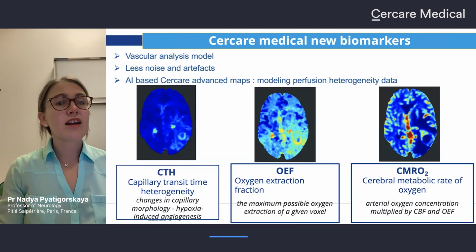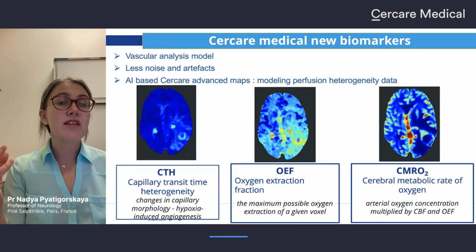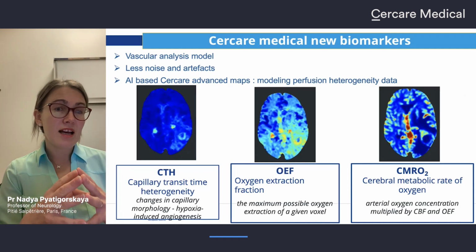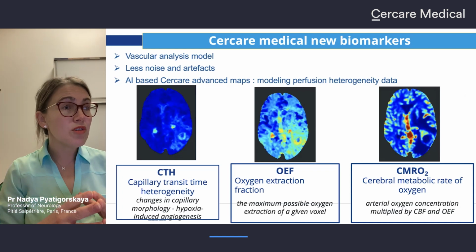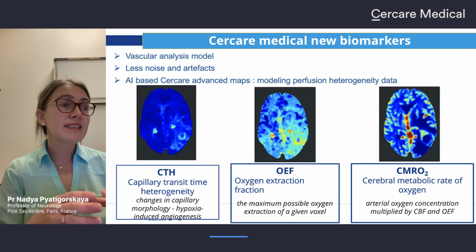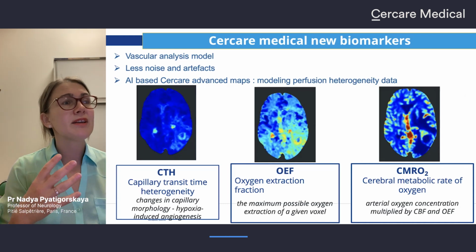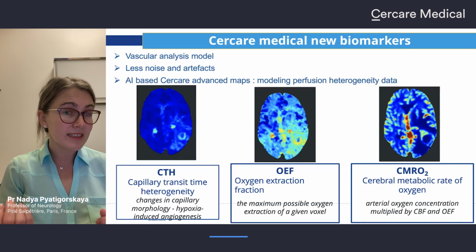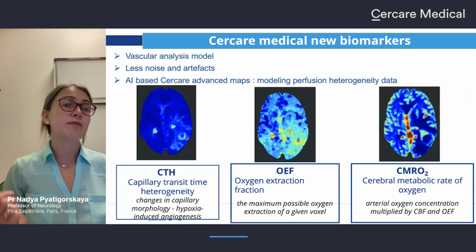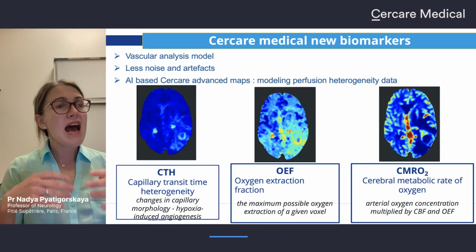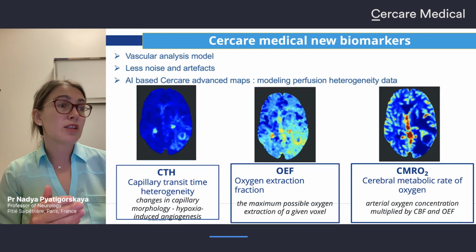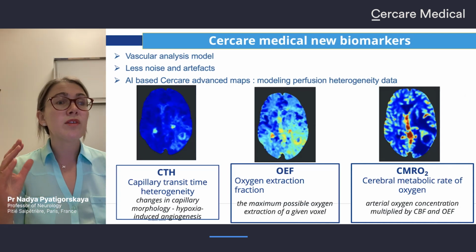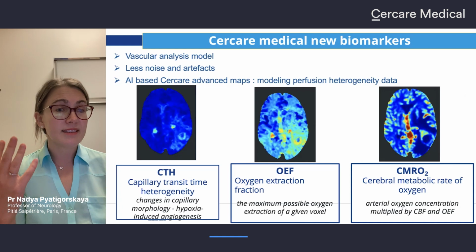In this context, we really need to have some new perfusion markers. And Circar Medical propose us some new biomarkers. These biomarkers are based on specific vascular analysis model that have also less noise and less artifacts that are really problematic in perfusion, as we have seen. And it allows us, helped by AI, to get some advanced map that will model the perfusion heterogeneity data.